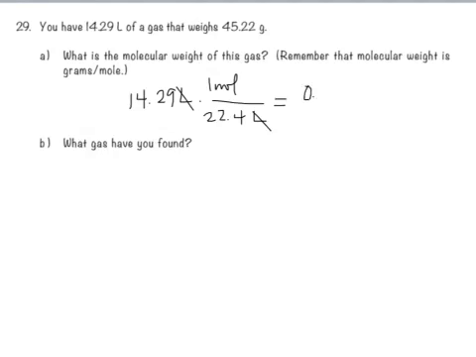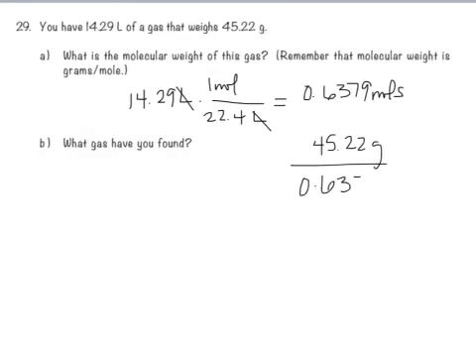So that's going to give me 0.6379 moles of this mystery gas. Well, I know its mass, and I know the number of moles. And if you notice, molar mass is just grams per mole. And so I'm going to take the 45.22 grams and divide it by 0.6379 moles. When you do this, you come up with 70.89 grams per mole.